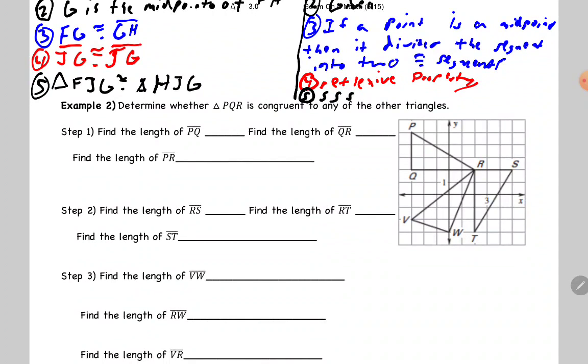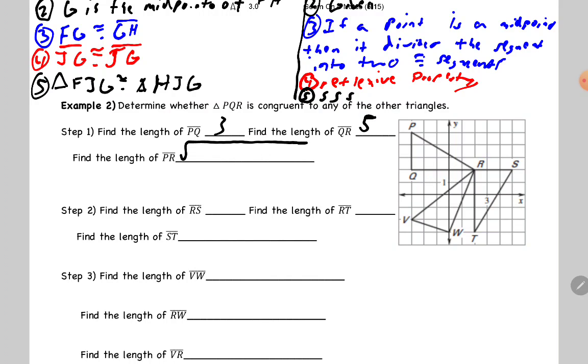Determine whether triangle PQR, so that's that upper left triangle there, is congruent to any other triangles. Okay, this is going to be a long one. So find the length of PQ. Well, we can count that. That's 1, 2, 3. QR, well, that's easy to count too. 1, 2, 3, 4, 5. Find the length of PR, so that's a diagonal. So we need to use the distance formula.